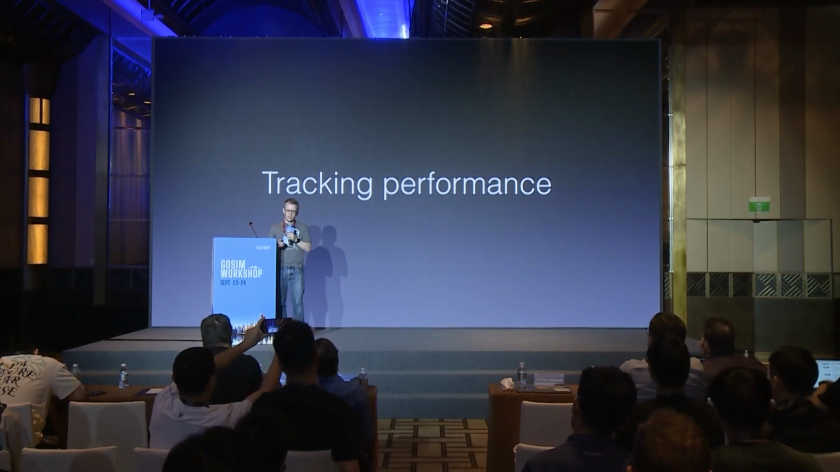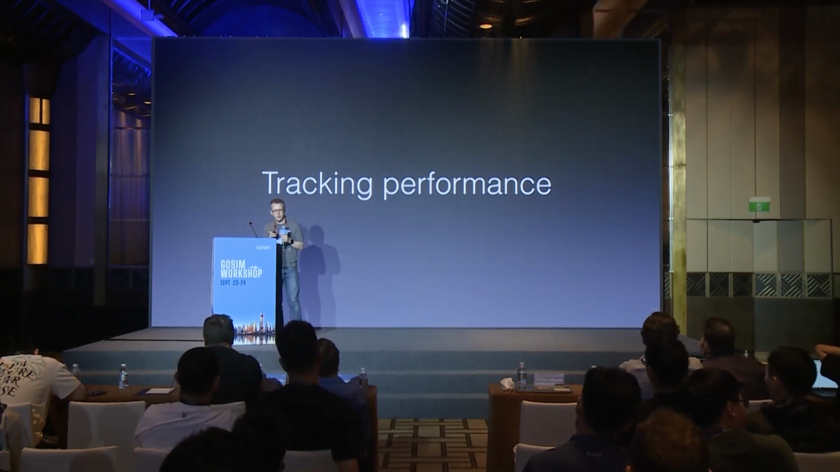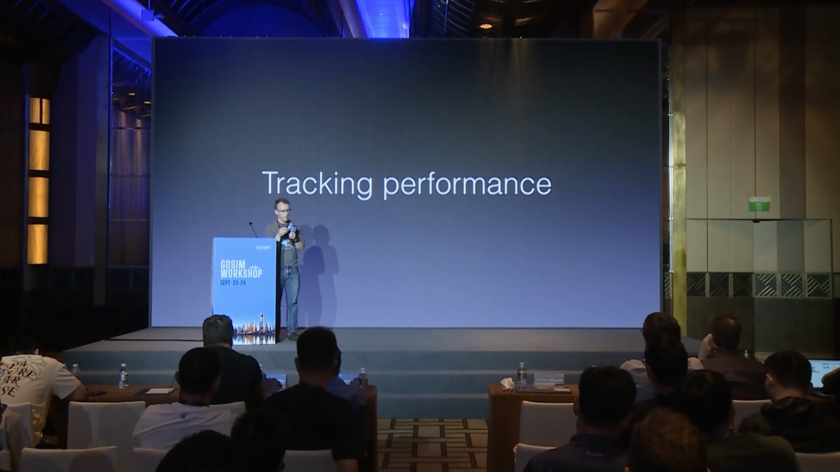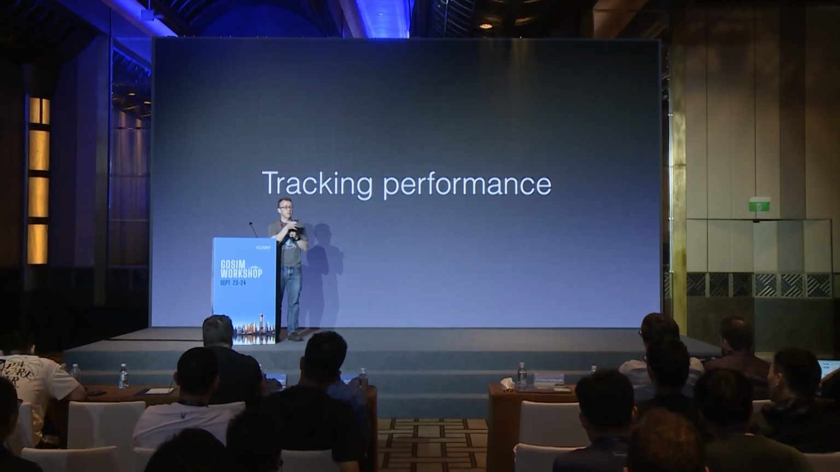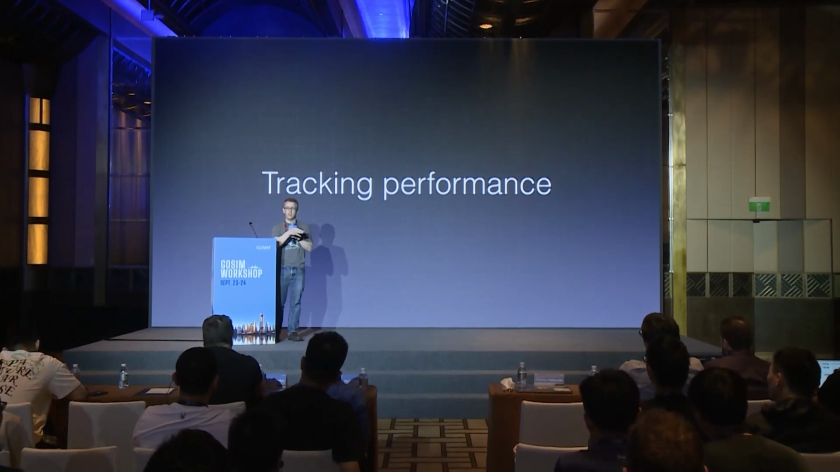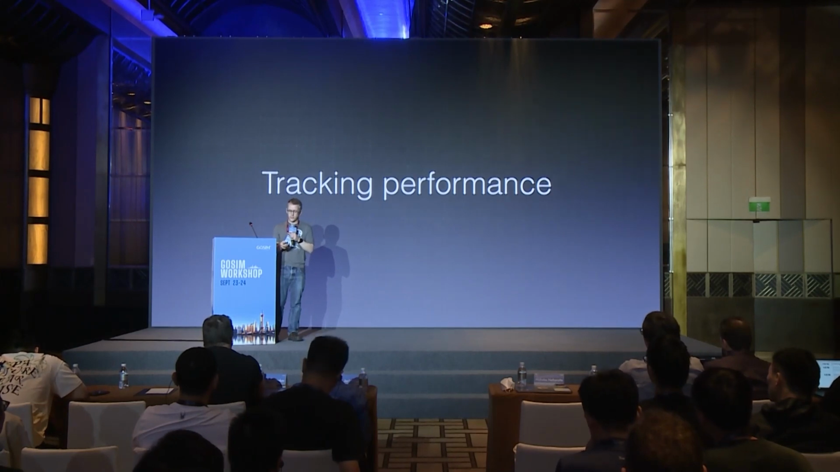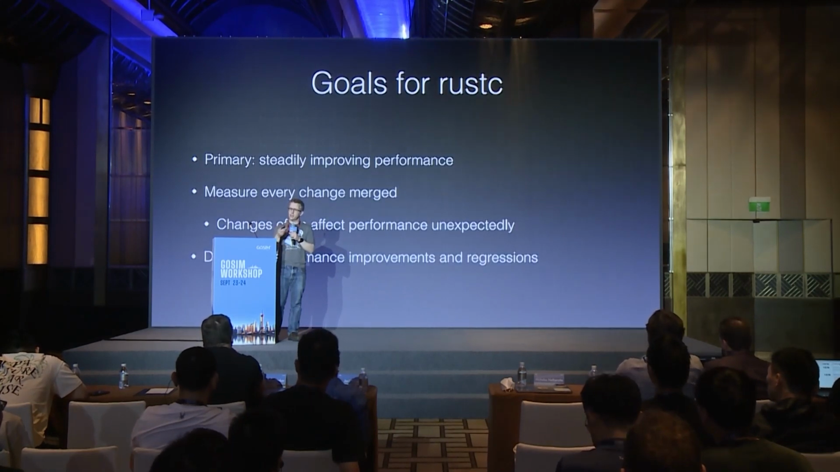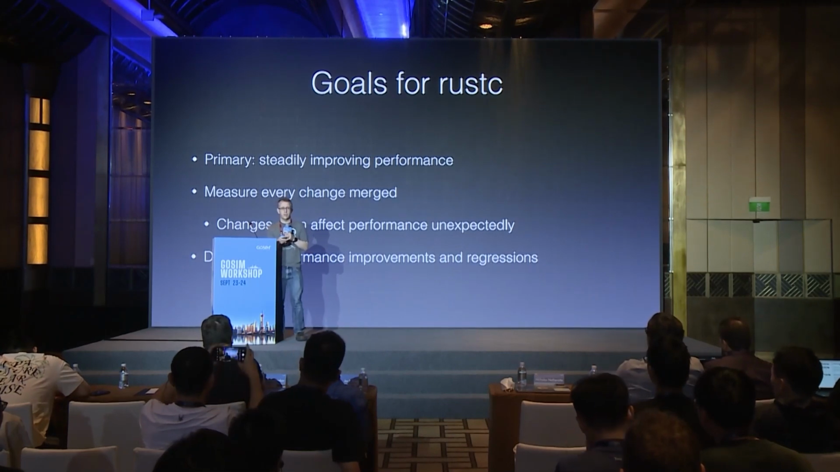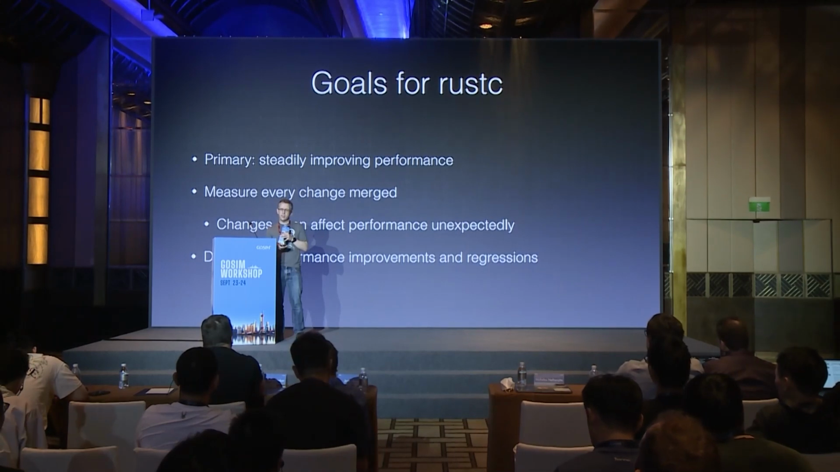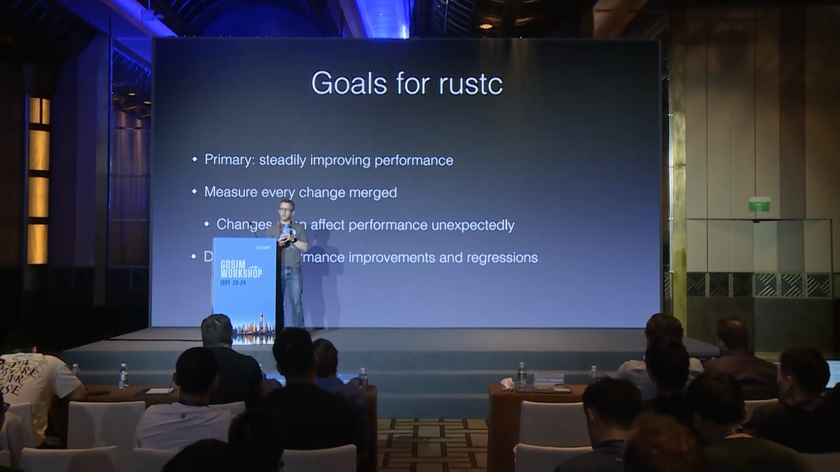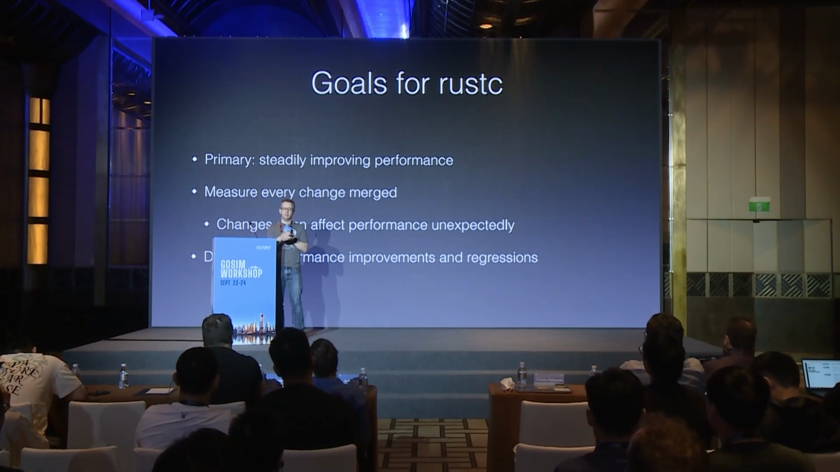All right, the next section of my talk is going to be about tracking performance, because it's one thing to speed up your code, but if you just do it once or occasionally, there's always a chance that you might also introduce slowdowns, and that wouldn't be good. I'm going to talk about this in the context of the Rust compiler, how we track performance and make sure it's always improving, because that is the primary goal: steadily improving performance. A very important thing is that we measure every single change that gets merged into the compiler.